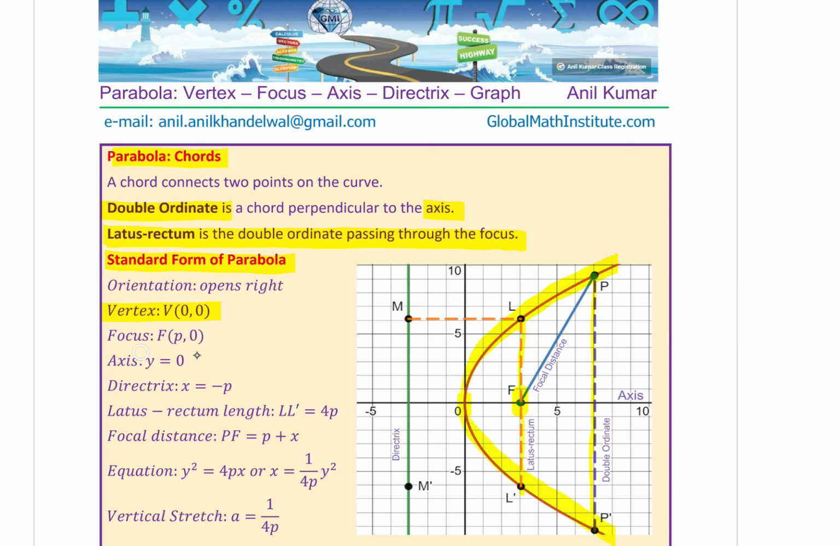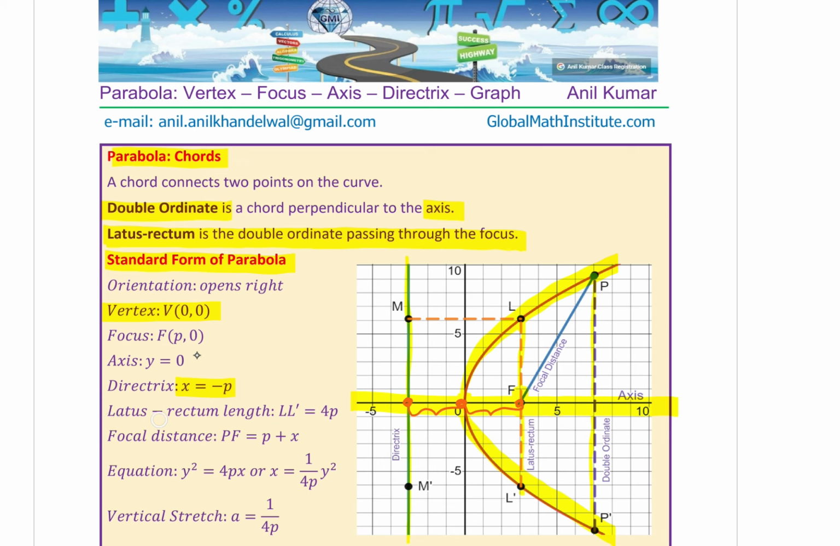In that case, the axis is y equals 0. So this is the axis, which is y equals 0. The x-axis is the axis of a parabola which opens right or left. The directrix, the line, which in this case will be parallel to the y-axis, is the same distance away as the focal point from the vertex. You see that? So that is the directrix. As you can see, on the axis, the vertex is midway between the focal point and the line itself.